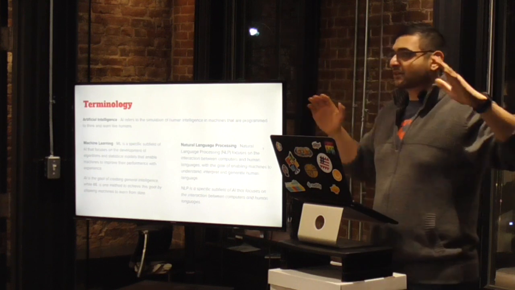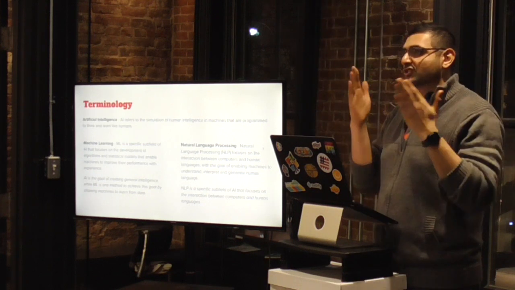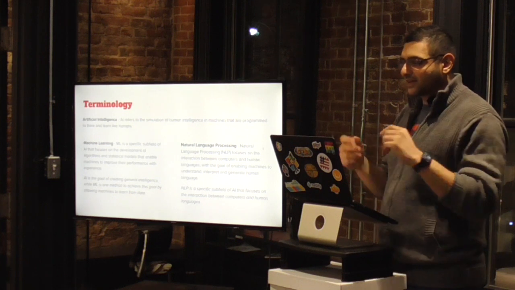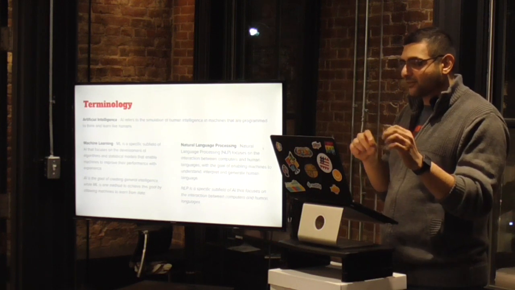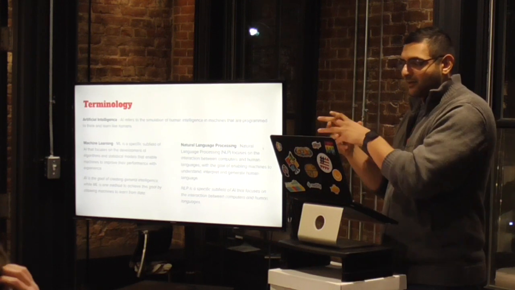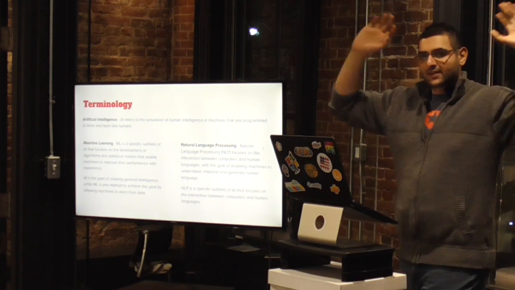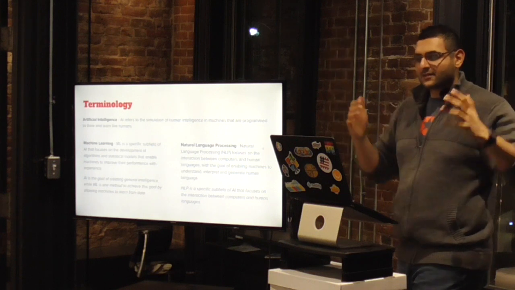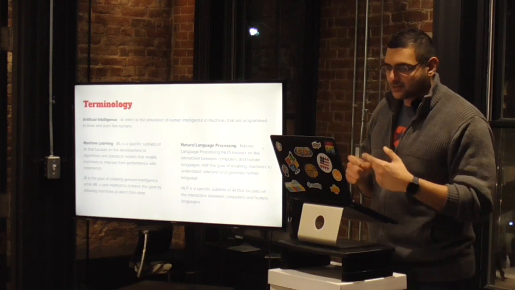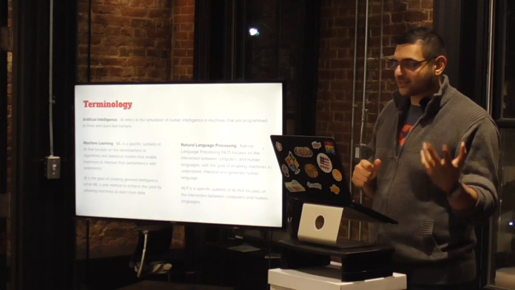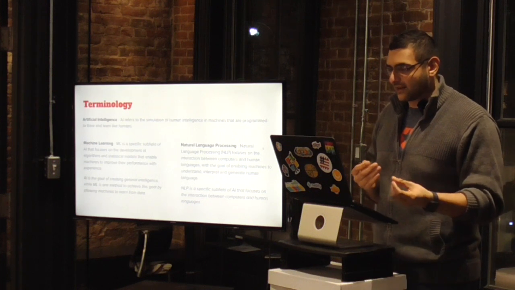When you get to machine learning, that is a subset of AI of how do you train the machine. And machine learning is a specific subfield of AI that focuses on the development of algorithms and statistical models that enable those machines to improve their performance with experience. So AI is what we want to get to. Machine learning is the mechanism. So AI is the goal of creating general intelligence, while ML is one method to achieve this goal by allowing machines to learn from data.